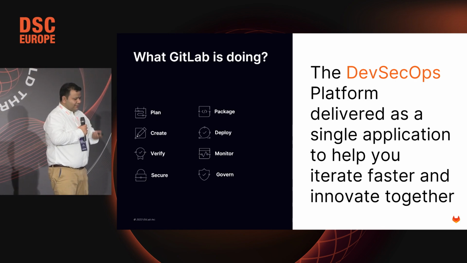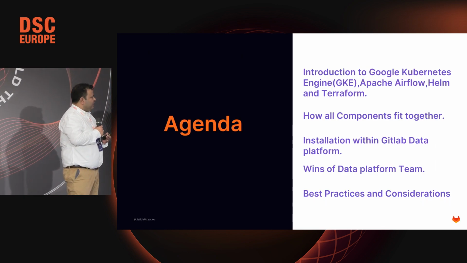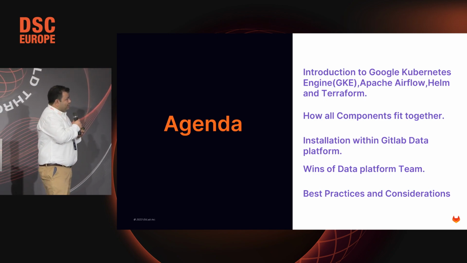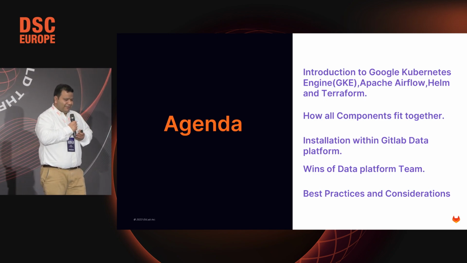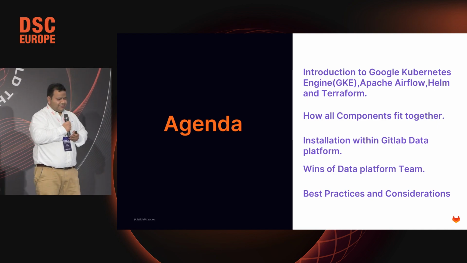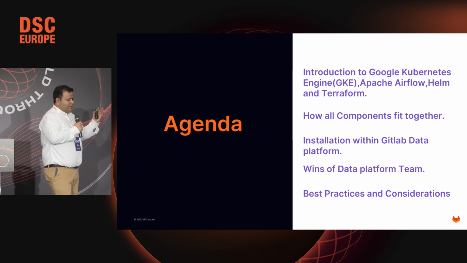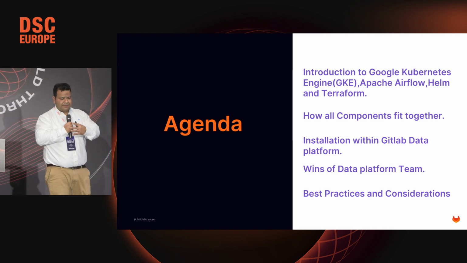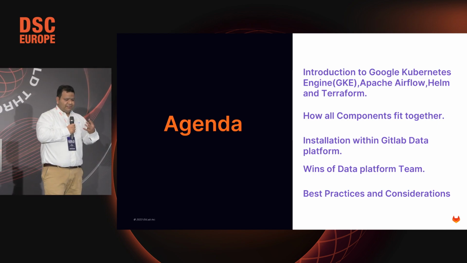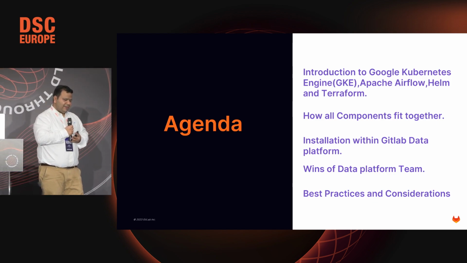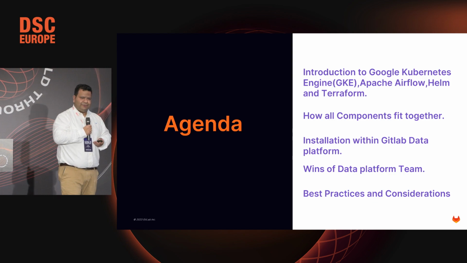Now, moving to the agenda of what we're going to discuss in this small talk time of 20 minutes. We will be discussing an introduction to Google Kubernetes Engine, Apache Airflow, Helm, and Terraform, how all of these components fit together, how the installation is done within the GitLab data platform team, what the wins of the data platform are on this, and a little bit on best practices and considerations.